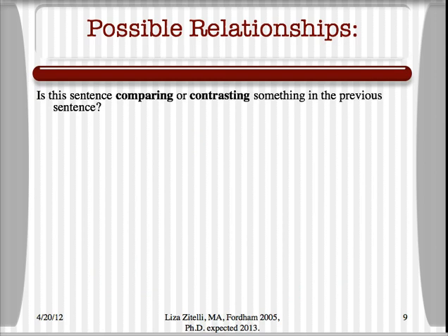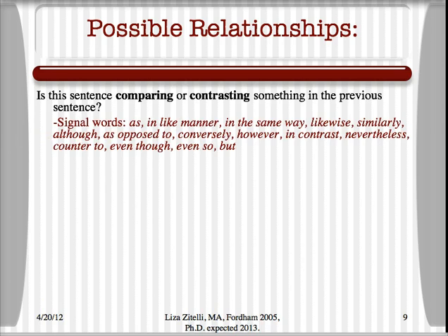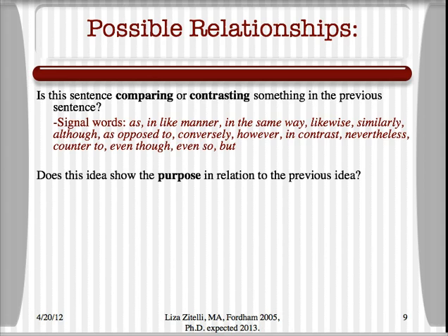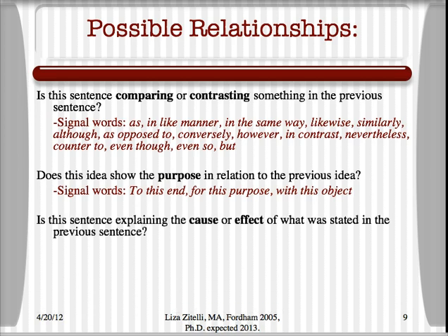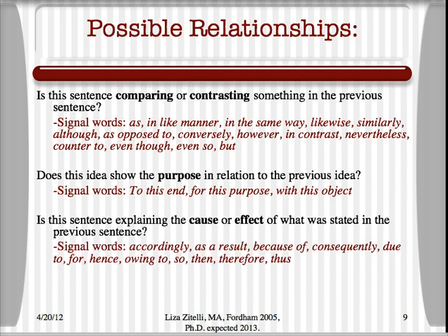Other possible relationships. Am I comparing and contrasting something in the previous sentence? You might say, in like manner, likewise, conversely, in contrast. Are you showing purpose? To this end, with this object. Are you explaining some cause and effect of what was stated in the previous sentence? Accordingly, as a result, consequently, therefore.